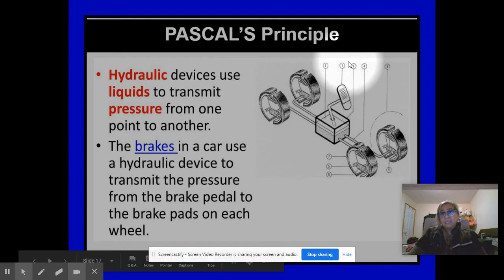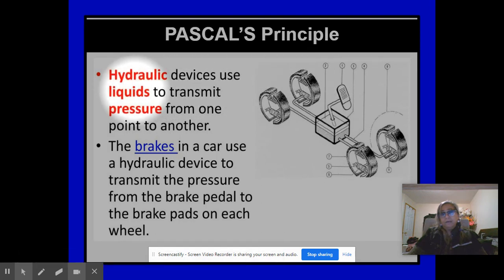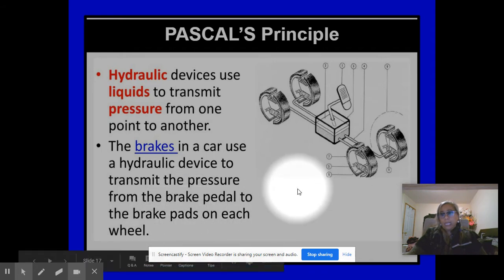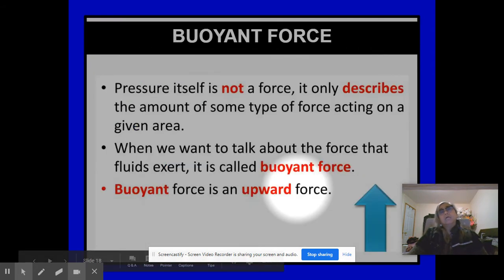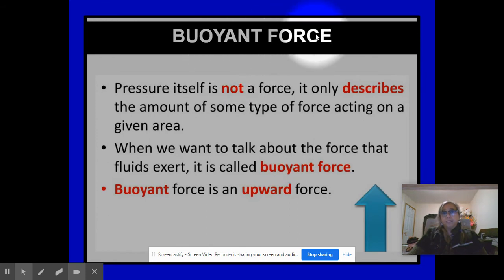Now, another part of Pascal's principle would be the idea of hydraulic devices, which use liquids to transmit pressure from one point to another. The brakes in a car use a hydraulic device to transmit the pressure from the brake pedal to the brake pads on each wheel. Now, the idea of buoyant force.